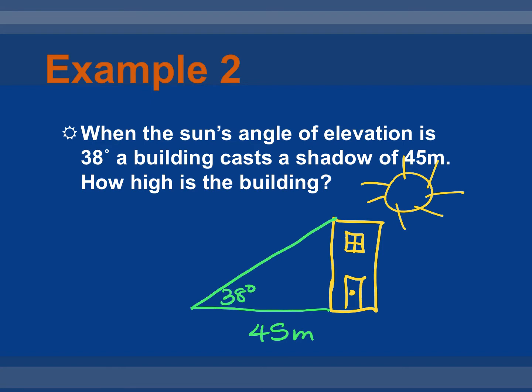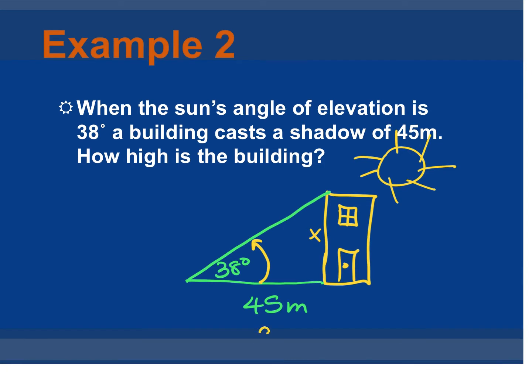Remember, the angle of elevation, by definition, is going from the ground upward. So it wants me to find the height of the building. This time it's from the ground, so I don't need to add anything back to it. So I need to find the height of the building. I can call that X. And again, I'm going to label my sides based off of the 38-degree angle. So the 45 is the adjacent side, and the X is my opposite.